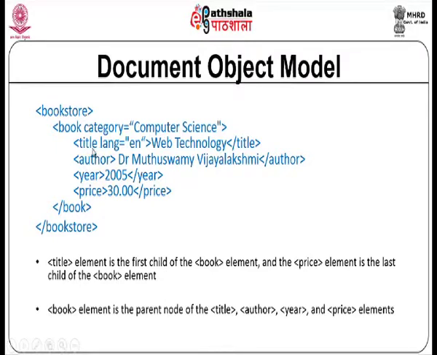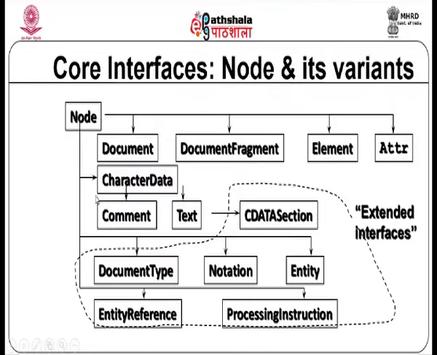Now, coming to the same bookstore example, here the title element is the first child of the book element, and the price is the last child of the book element, and the book element is the parent of any of these four child nodes: title, author, year, and price.